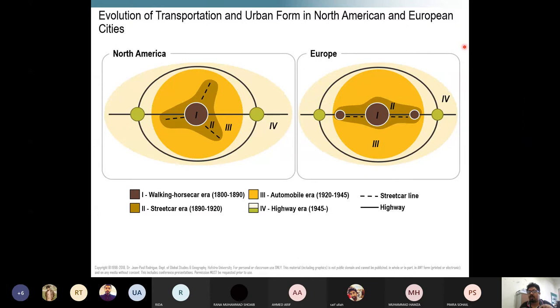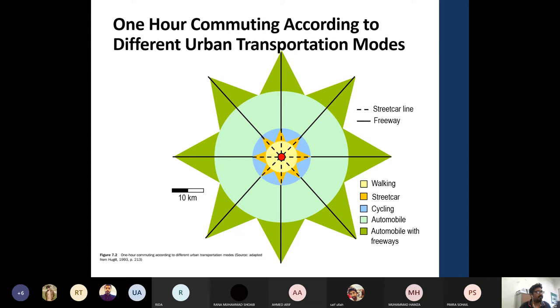So all of the development is put along the main transit-oriented, or you can say main public transportation, networks. This is just a generic comparison between North American and European cities, where in the same era, different types of development happened. But you can see that development was more or less dependent on the type of transportation network, or the type of transportation evolution happening in those cities, that governed the shape of the city.